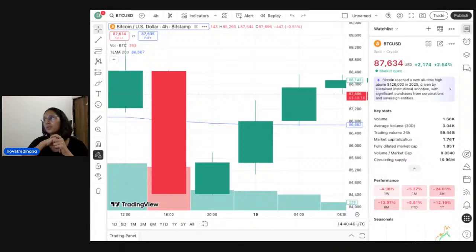It shows that sellers tried to push the price lower early in the session, but bids absorbed that pressure and price never revisited the lows, right? So from an auction perspective, this candle marks the end of liquidation and the beginning of repair, right?